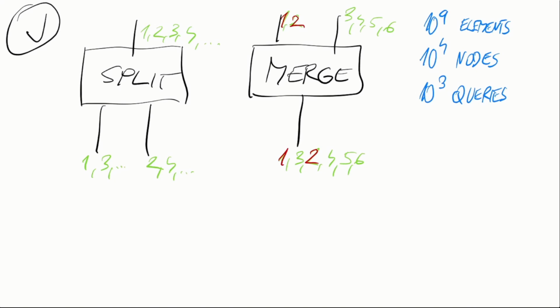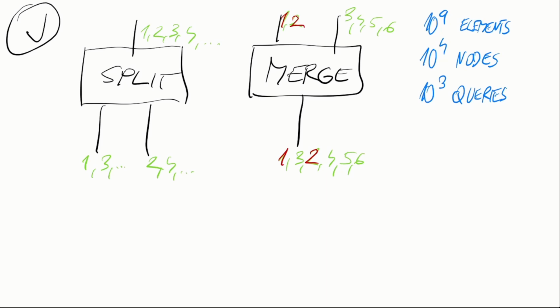So this is a problem about gates. We have two types of gates, a split gate and a merge gate. These gates are processing sequences of integers. For the split gate, if you have a sequence that is coming in, then it is alternately sent to the left and the right output. So you have a sequence that is 1, 2, 3, 4, and so on. Then 1 goes left, 2 goes right, 3 goes left, 4 goes right, and so on.